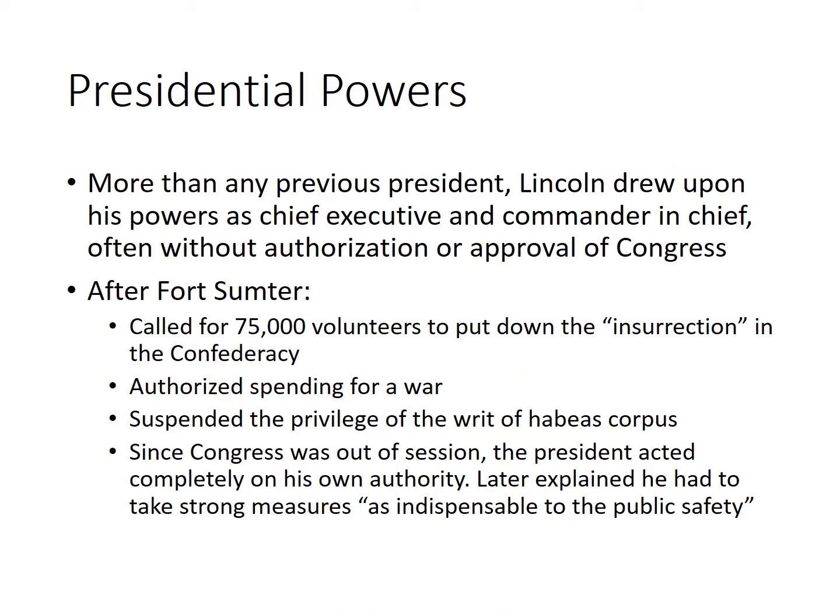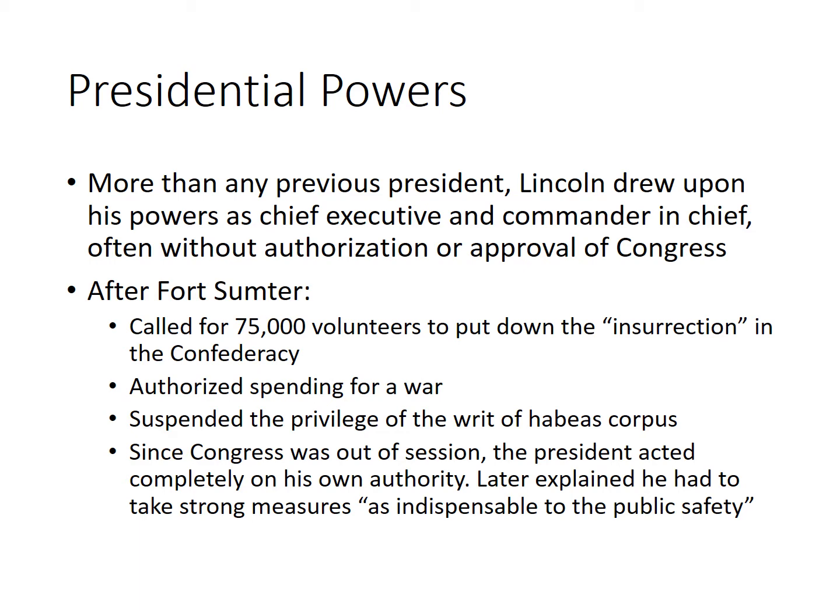So President Lincoln, more than any other previous president, had drawn upon his powers as chief executive and commander-in-chief, often without authorization or approval of Congress. So after Fort Sumter, President Lincoln called for 75,000 volunteers to help put down the insurrection in the Confederacy. He authorized spending for a war, which, by the way, Congress controls the money, so that's a problem.